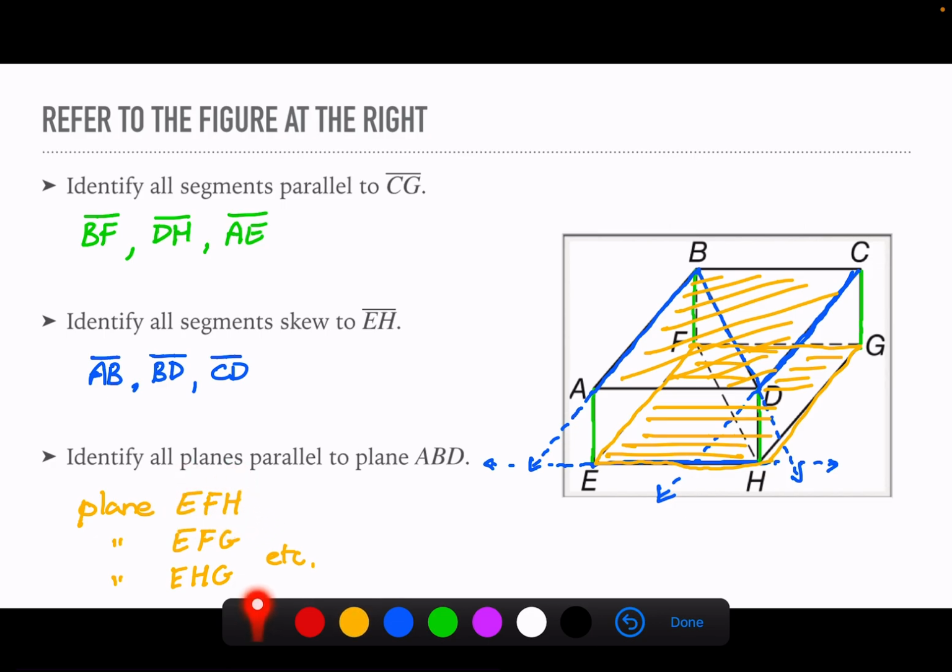So honestly, ABD, we have ABD. This triangle right here would be parallel to this triangle down here. And so just to be safe, C is part of this plane, and G is part of this bottom plane as well. So if we just use these three, matching with this one would be fine. So you can choose the first one.